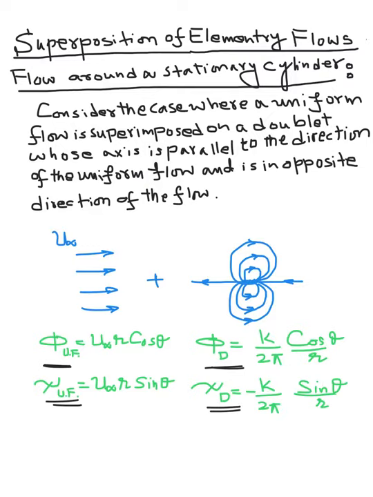Once I have the velocity distribution, I can easily determine the location of stagnation points, and also I can find the velocity at the surface of the cylinder. And finally, I can obtain the pressure distribution at the surface of the cylinder. Moreover, I can also determine the equation of a streamline, and this I will show you next.